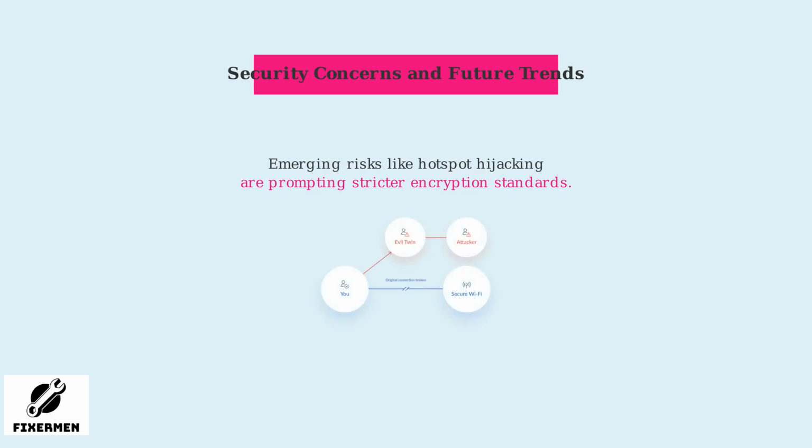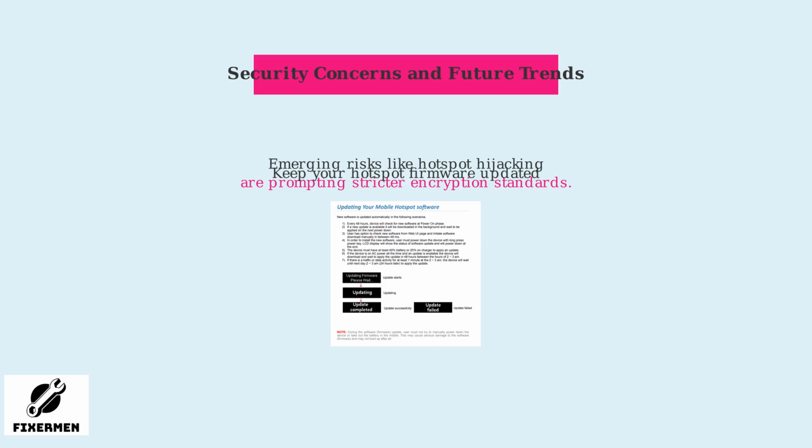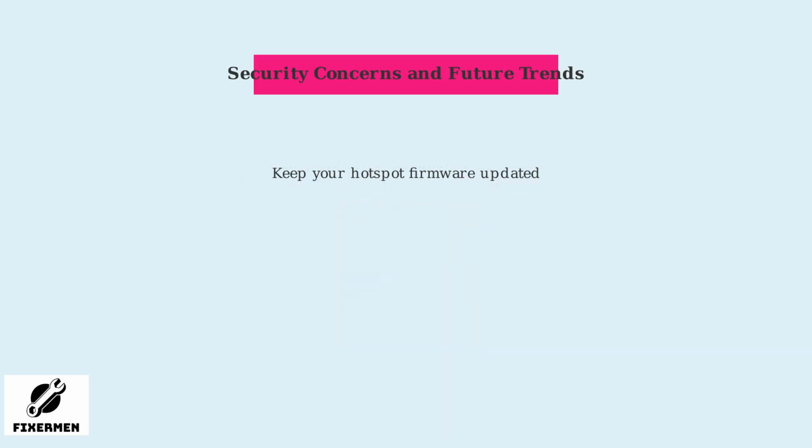Security is crucial for T-Mobile hotspots. Emerging risks like hotspot hijacking, where attackers create fake access points to intercept data, are becoming more common. This has led to stricter encryption standards to protect user information. To mitigate these risks, always keep your hotspot firmware updated. Regular updates patch security vulnerabilities and improve performance. Avoid interrupting updates to prevent software damage.